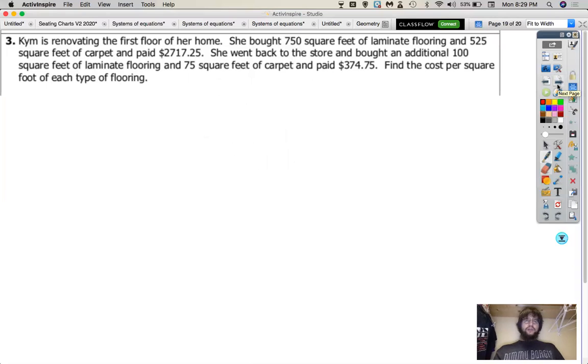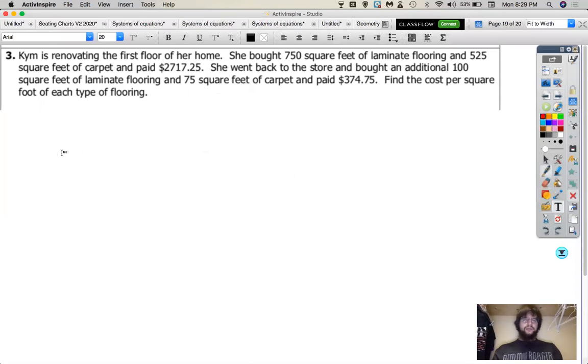Next. Kim is renovating the first floor of her home. She bought 750 square feet of laminate flooring and 525 square feet of carpet and paid that much money. Okay, let's go ahead and identify variables. We've got flooring. Well, we got laminate because both are flooring, I guess.